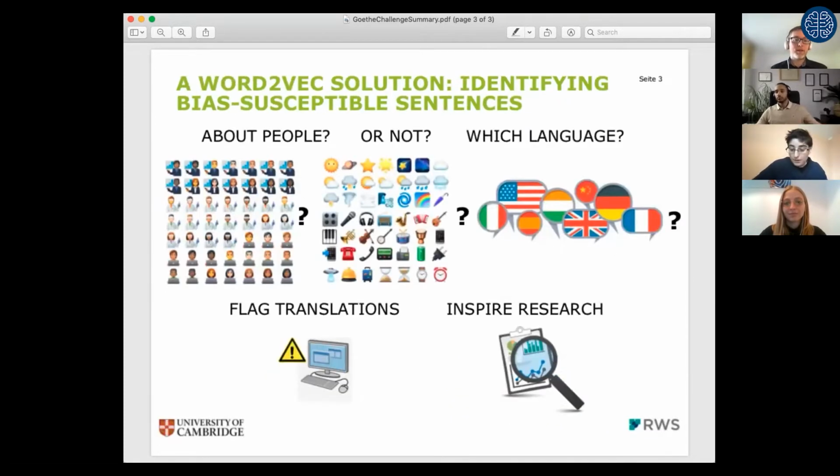The other challenge from Marvin's Word2Vec solution team was proposed by me, based on work I did at the University of Cambridge and currently at RWS. And this challenge revolved more around specifically identifying data and identifying sentences that are susceptible to bias in translation.